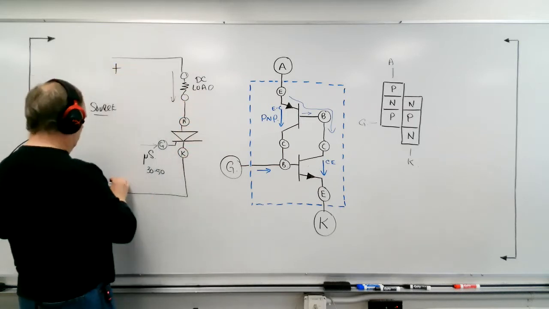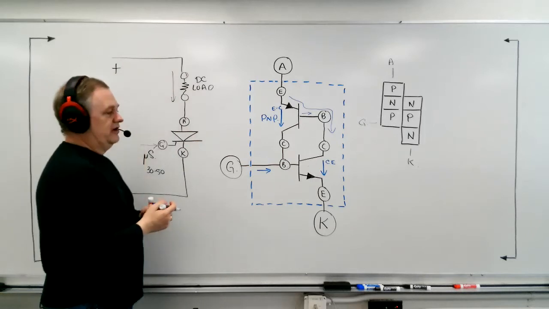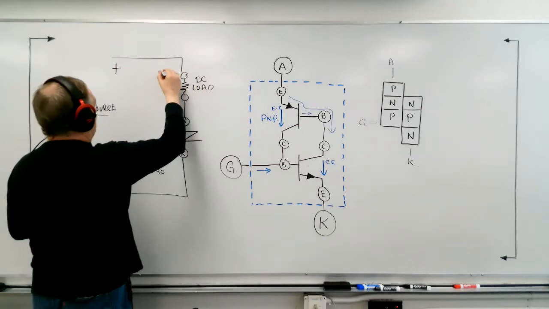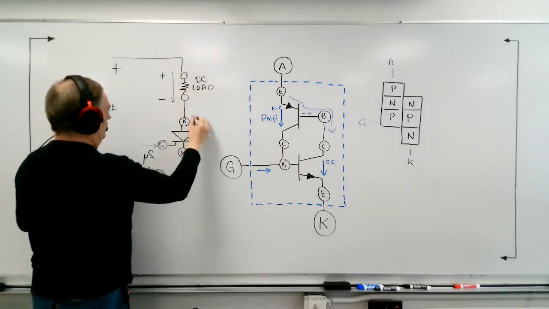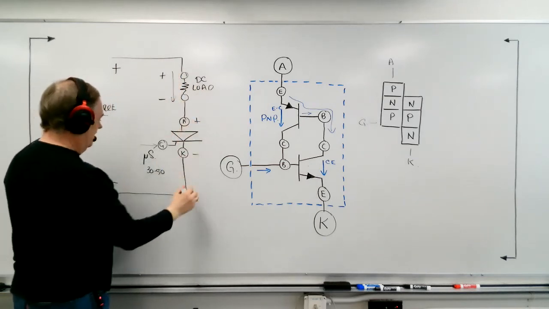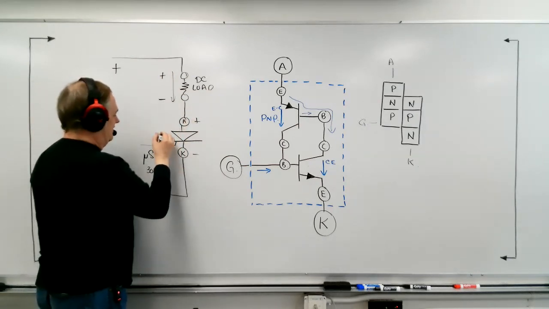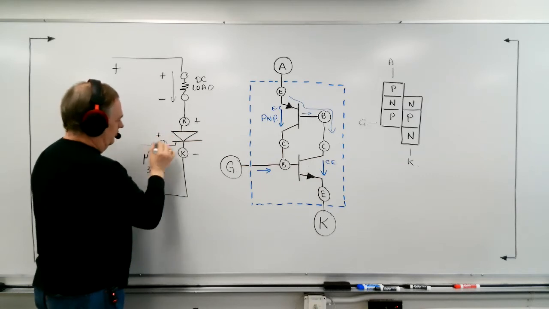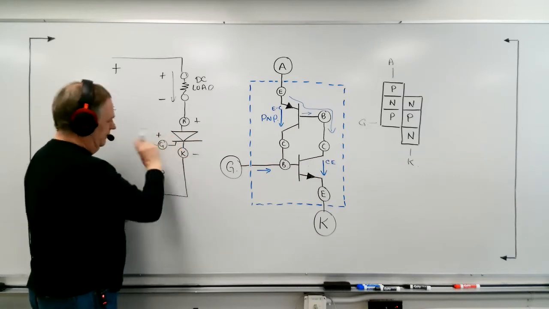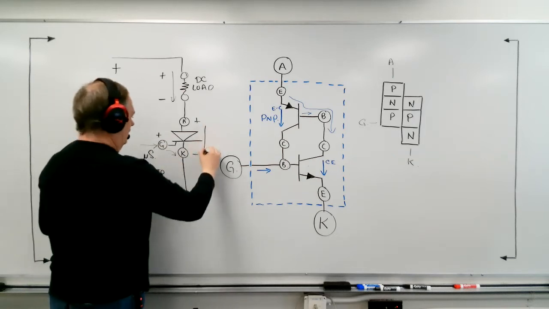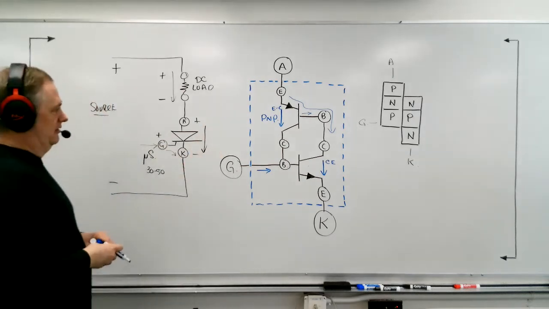We're going to use conventional current flow, and the current will be flowing from positive to negative through the SCR and back to the source. Now, the gate pulse is going to have to be positive with respect to the cathode in order to flow in. So the gate current always has to go this direction. The load current always has to go this direction.